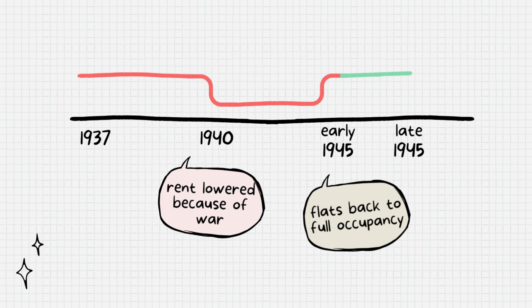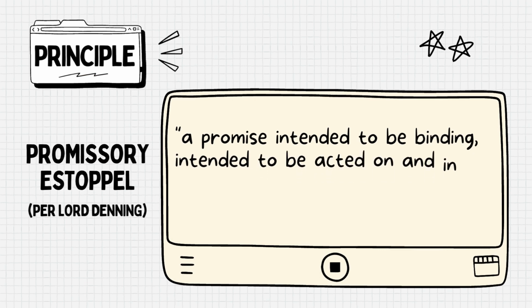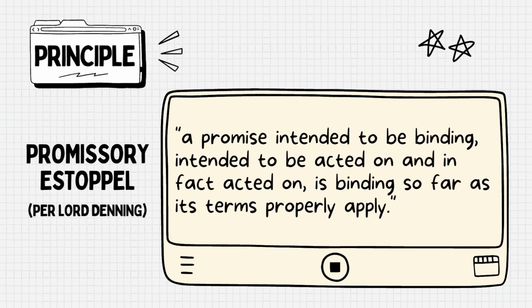And this was because of the doctrine of promissory estoppel, which his lordship summarized as having to do with a promise intended to be binding, intended to be acted on, and in fact acted on, is binding so far as its terms properly apply.